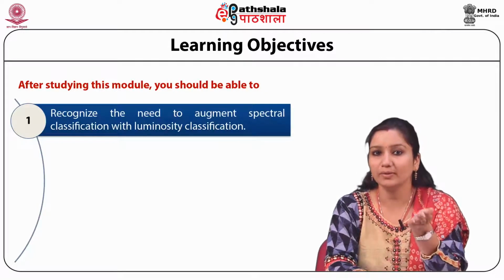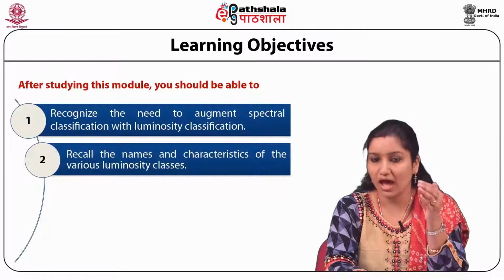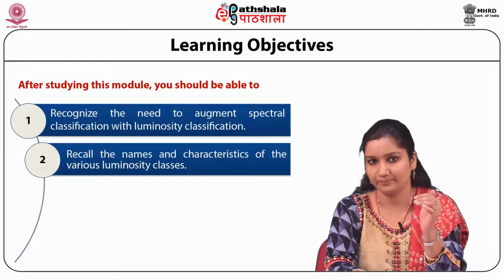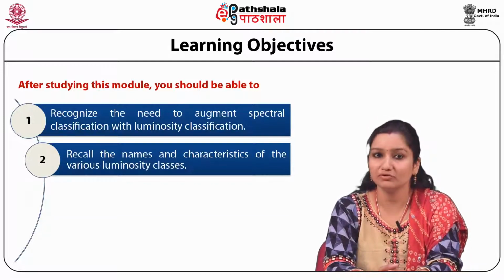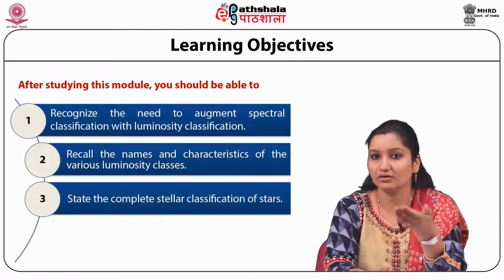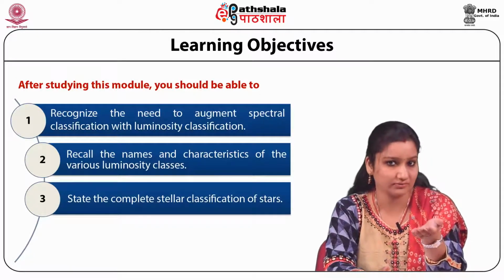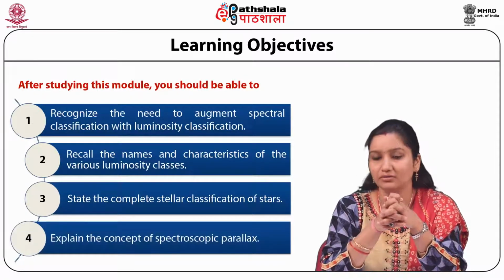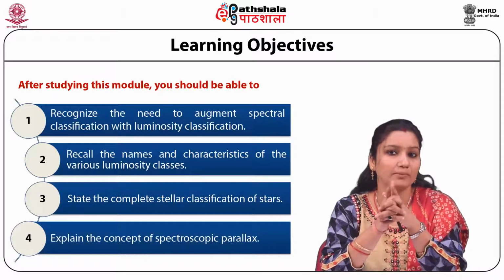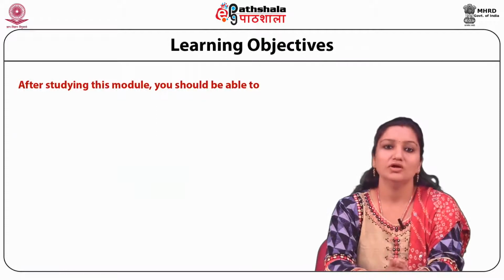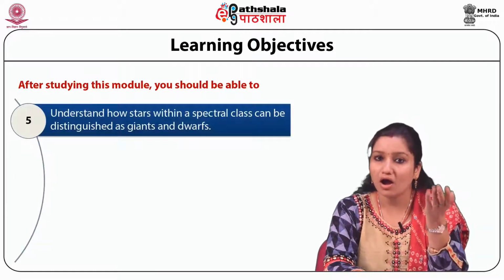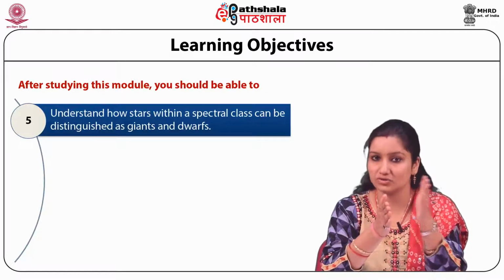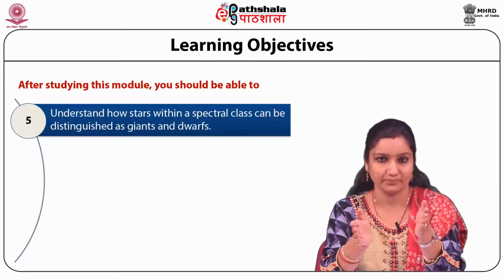Secondly, you will be able to recall the names and characteristics of the various luminosity classes. Then you will be able to state the complete stellar classification of stars. After learning this module, you will be able to explain the concept of spectroscopic parallax. You will be able to understand how stars with a spectral class can be distinguished as giants and dwarfs.